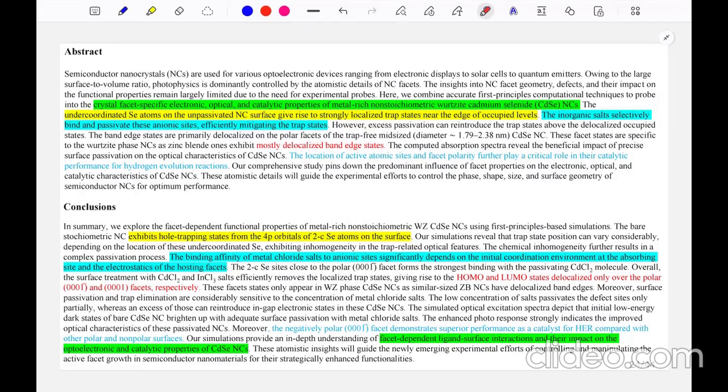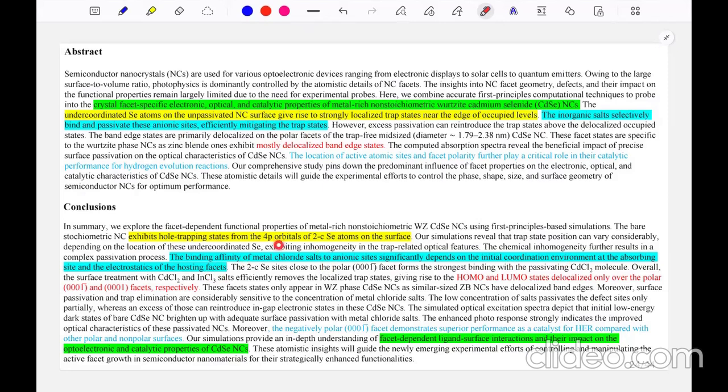Both highlight the role of surface passivation. Here also, in blue color, the inorganic salt selectively binds and passivates these anionic sites, like two-coordinated selenium sites, efficiently mitigating the trap state. Here they are also discussing the binding affinity of metal chloride salts to anionic sites, which significantly depends on the initial control.